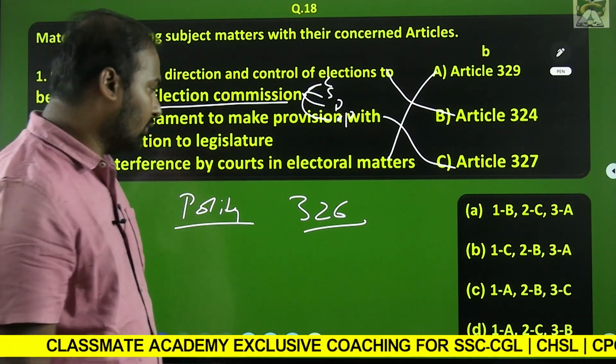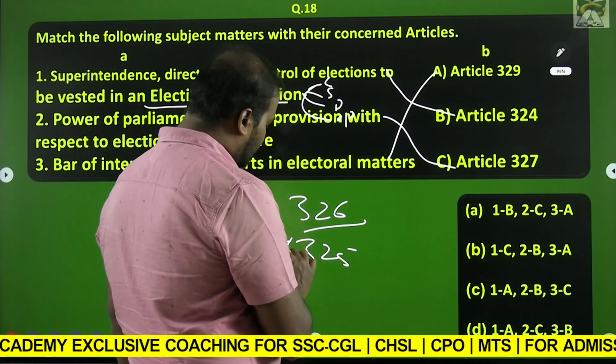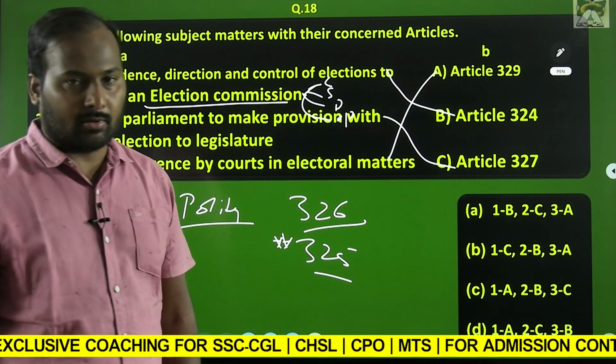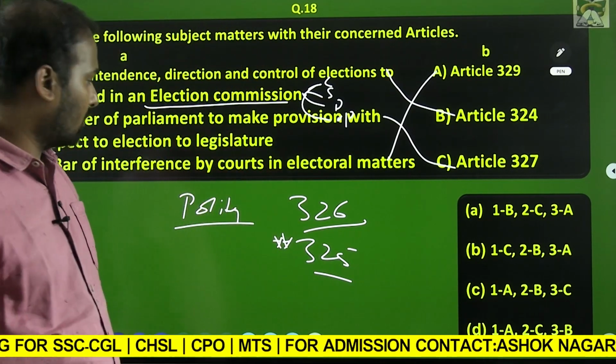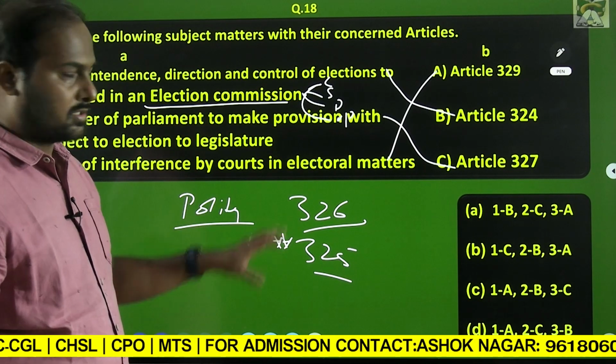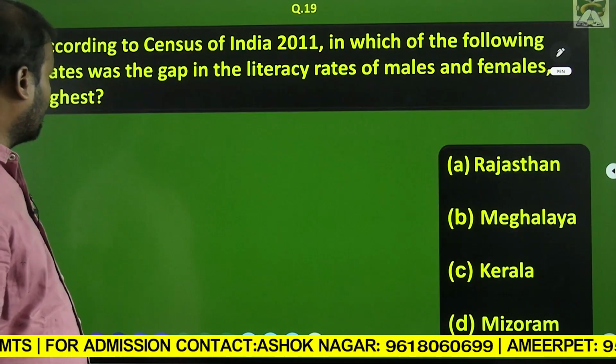Similarly, there is one more article, 325. It is also very, very important. Article 325 says that there is no discrimination in case of voting based on religion, race, caste, sex or place of birth. All these are important articles regarding the election commission. So, remember this. Next.